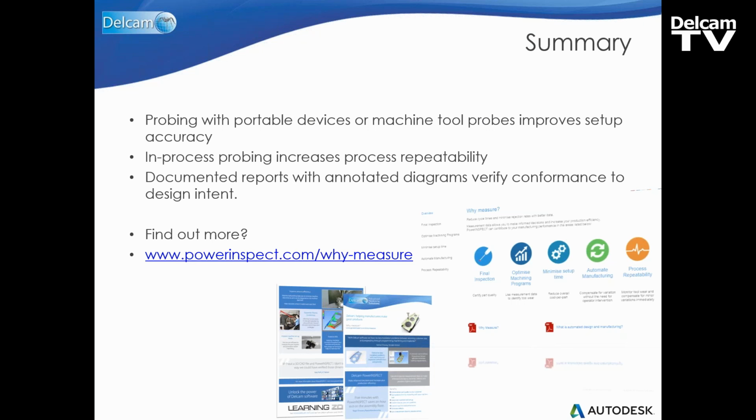Then we moved on to look at in-process probing, increasing process repeatability. So that's monitoring a feature after the cutting process, probing that, and using that information to update the coordinates in our machining program so that we don't exceed tolerances. And then of course Peter's just shown us a very quick demo there, which was quite neat actually, about documented reports with annotated diagrams to verify the conformance to the design, the final part of this manufacturing webinar.